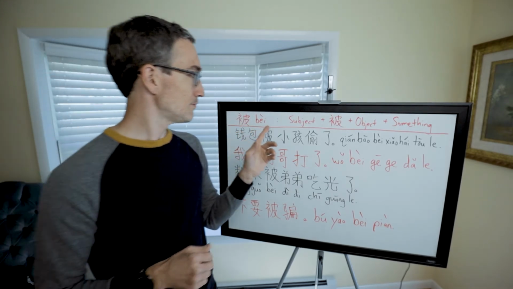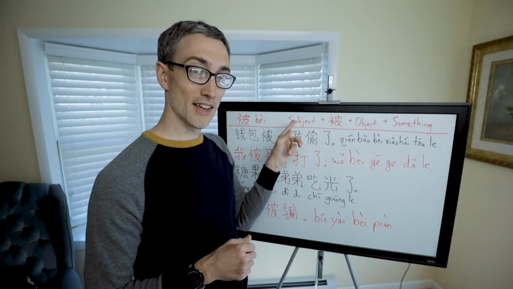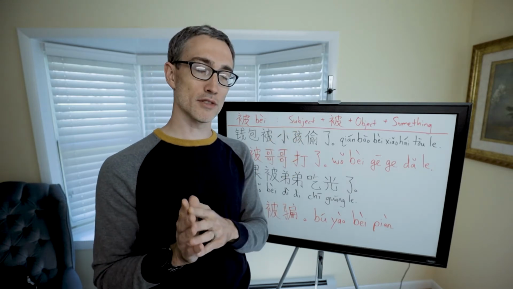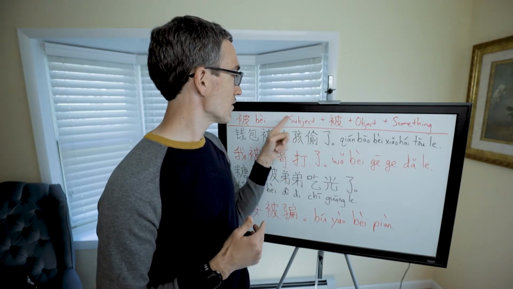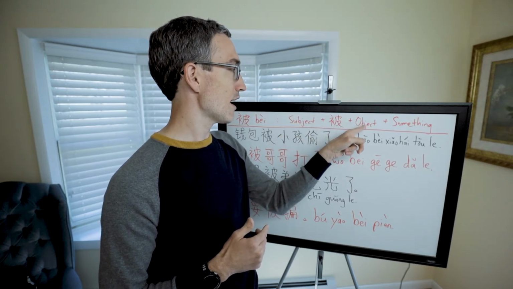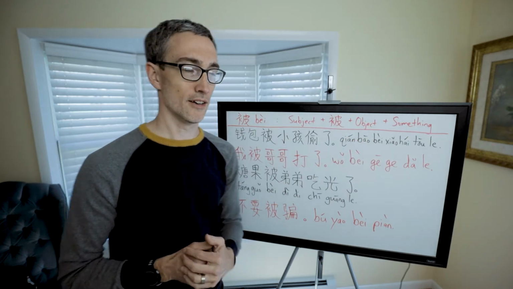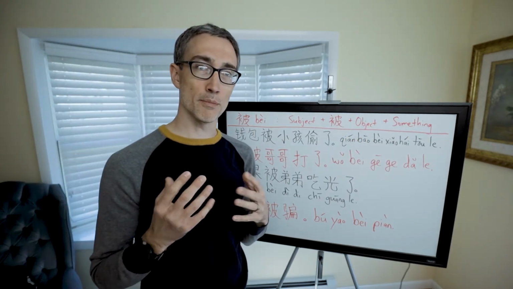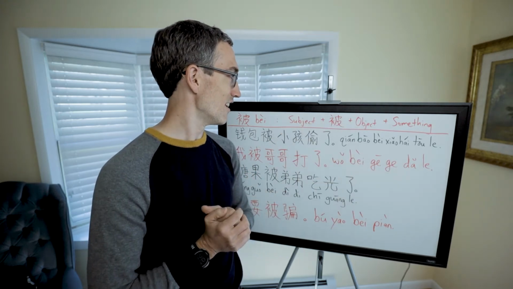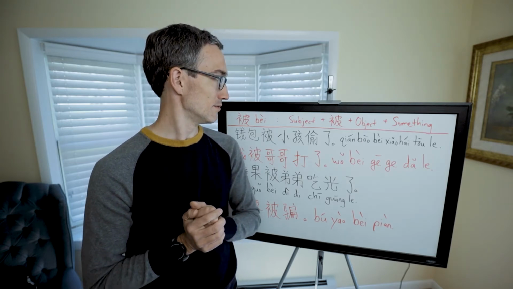Here's a little formula for you. We have the subject, which is now the recipient of the action, then we have bei, then we have the object, which is now the doer of the action, and we have something else tacked on there. Similar to the Ba structure, the bei structure requires something to come after the verb.